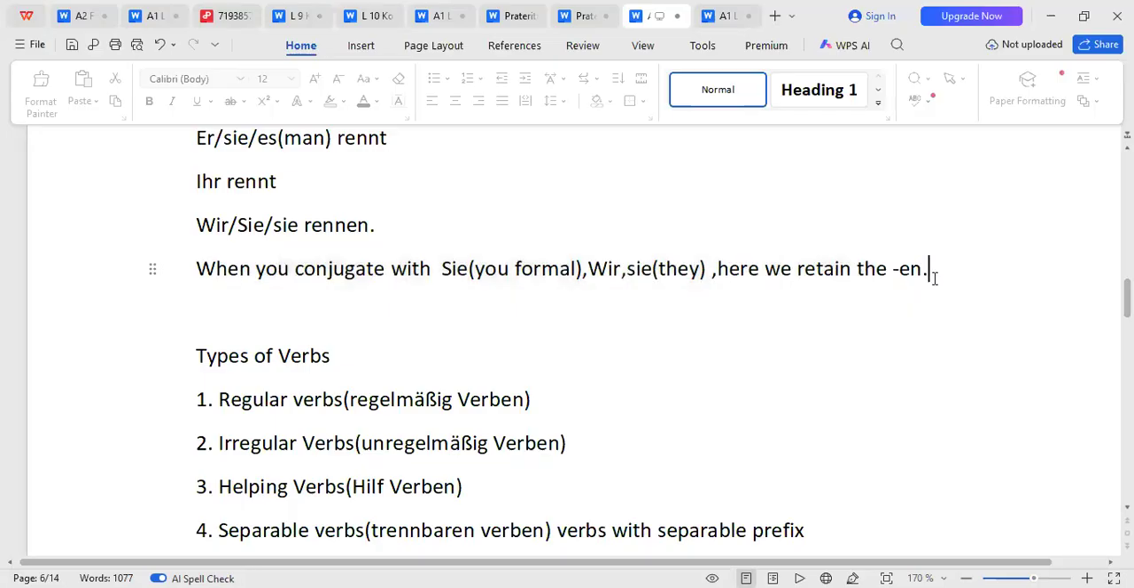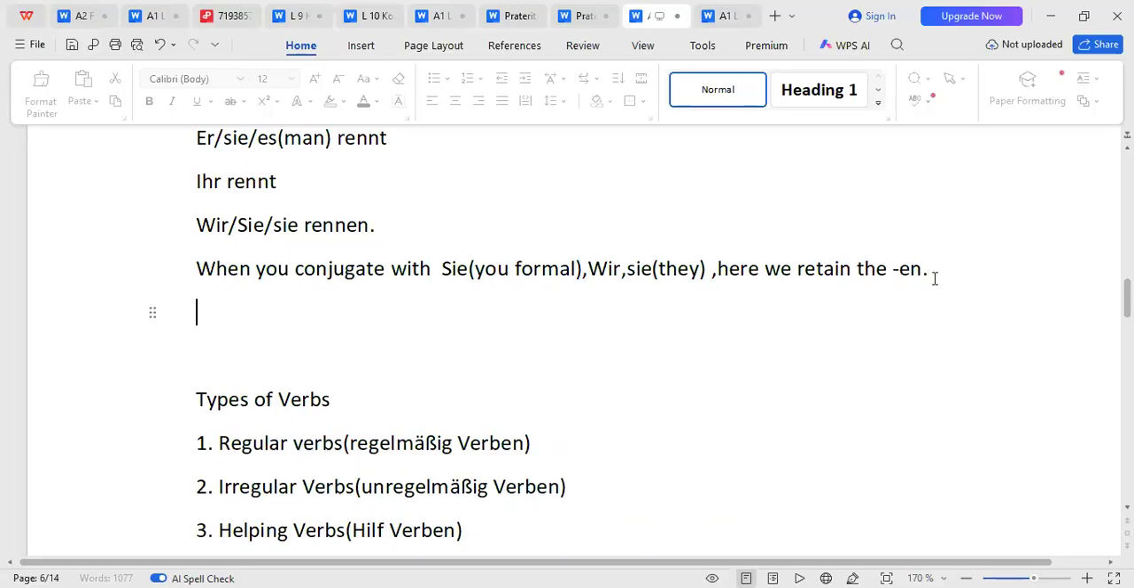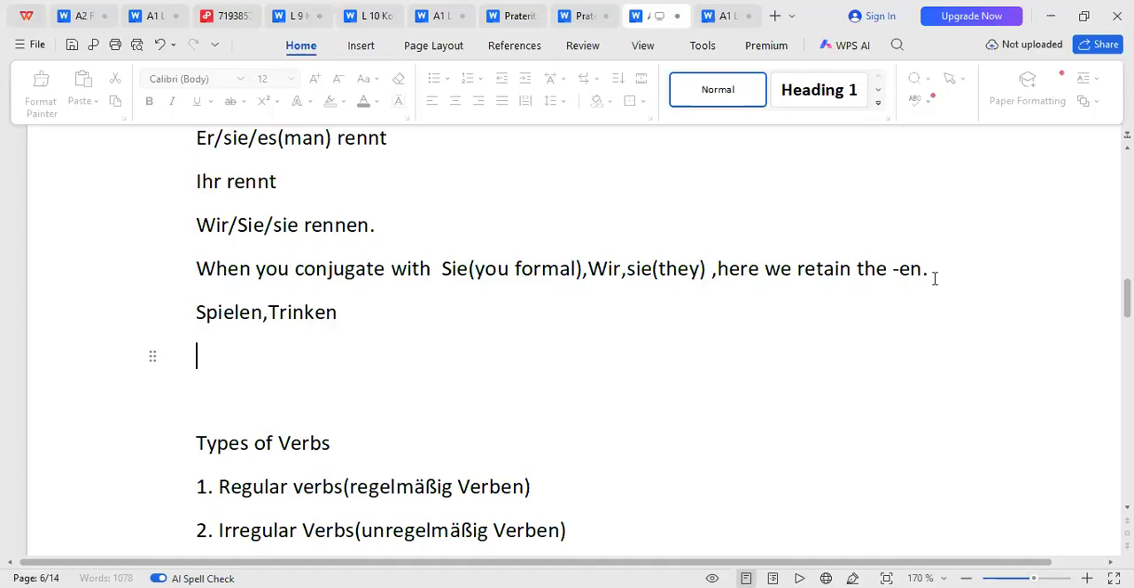So anytime you go to a German class and you have been told to conjugate spielen, for example, this is how you arrange your work. Let us have two verbs for today: spielen and trinken. Spielen is to play, trinken is to drink. If you've been told, please conjugate for me spielen, this is how you start. Just remove the en, you will have the spiel.